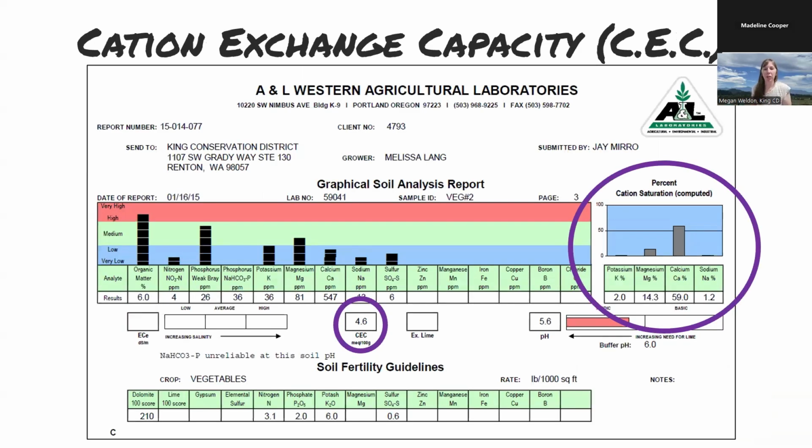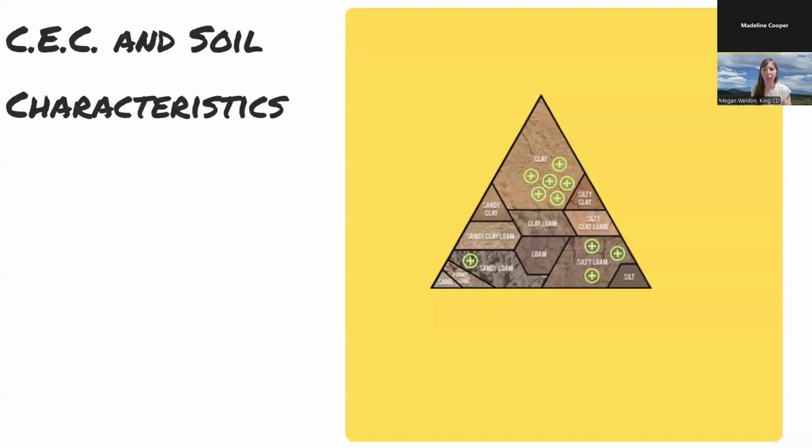Okay, cation exchange capacities. This is the last part of the soil test to break down and probably the trickiest to explain because we're diving a little more into soil chemistry. But essentially, you'll see the cation exchange capacity number.